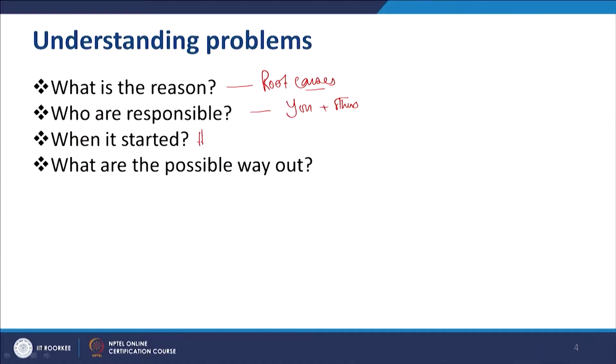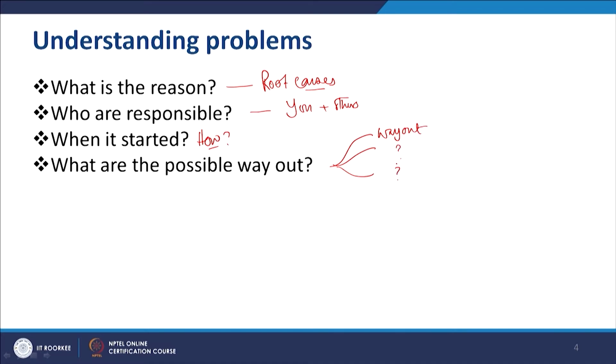Is it a long-term problem which has been felt by the people or by the office environment, but was not resolved? So please go into the details of the historical reasons: when it started and how it started, and then what are the possible ways out. So, here, making the way out as alternatives.